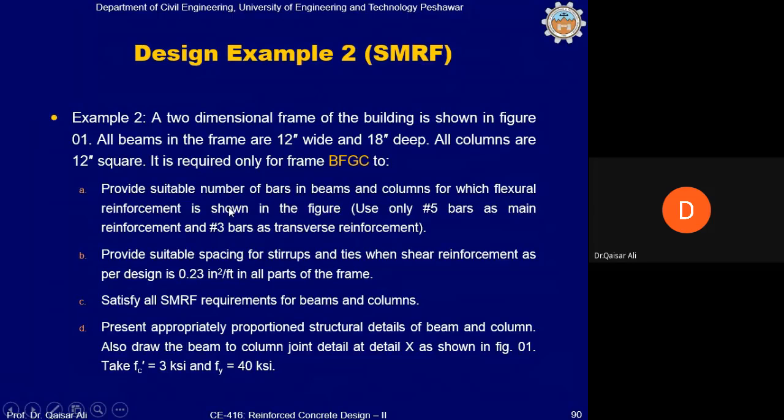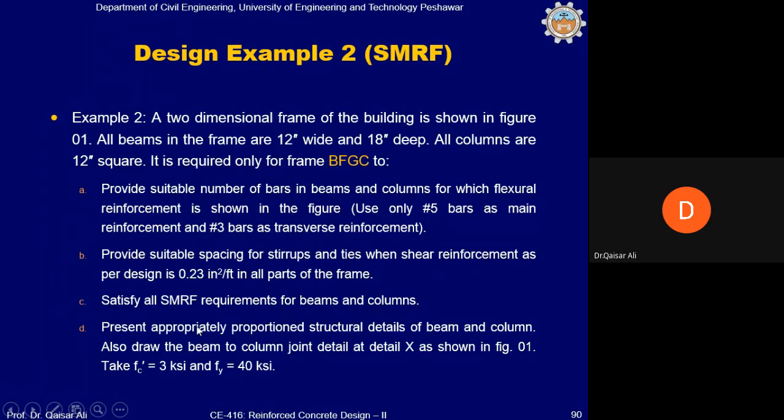suitable flexure reinforcement is shown in the figure. We have to use only number 5 bars for flexure, and number 3 bar as transverse reinforcement. Further, we have to provide suitable spacing for struts and ties when shear reinforcement as per design is 0.23 square inch per foot in all parts of the frame. And we have to satisfy all SMRF requirements for beams and columns as per code.